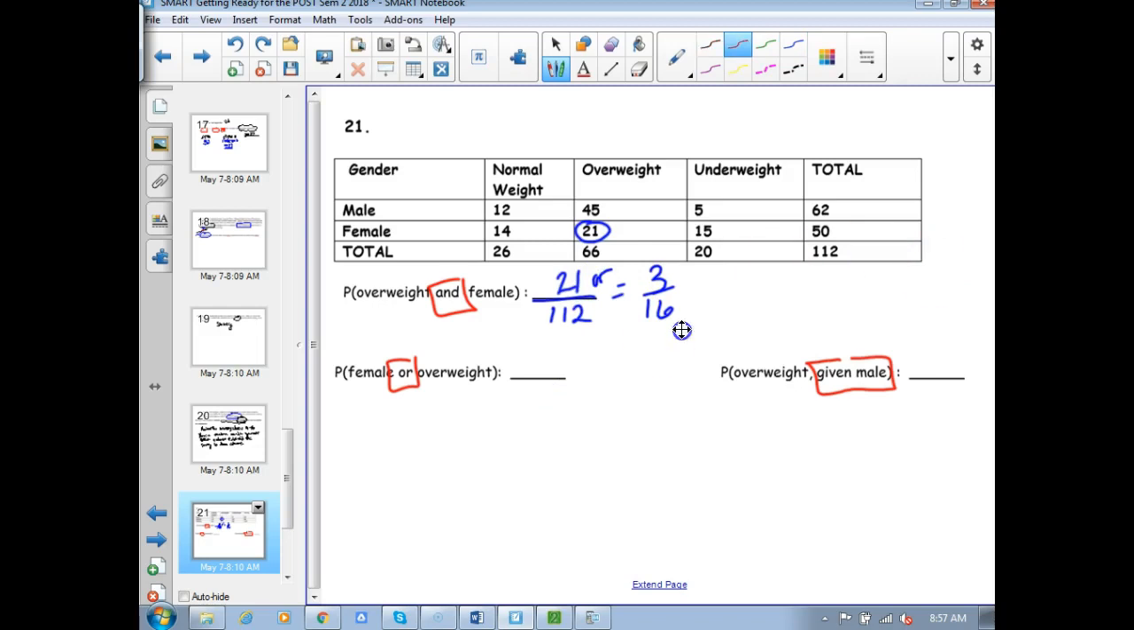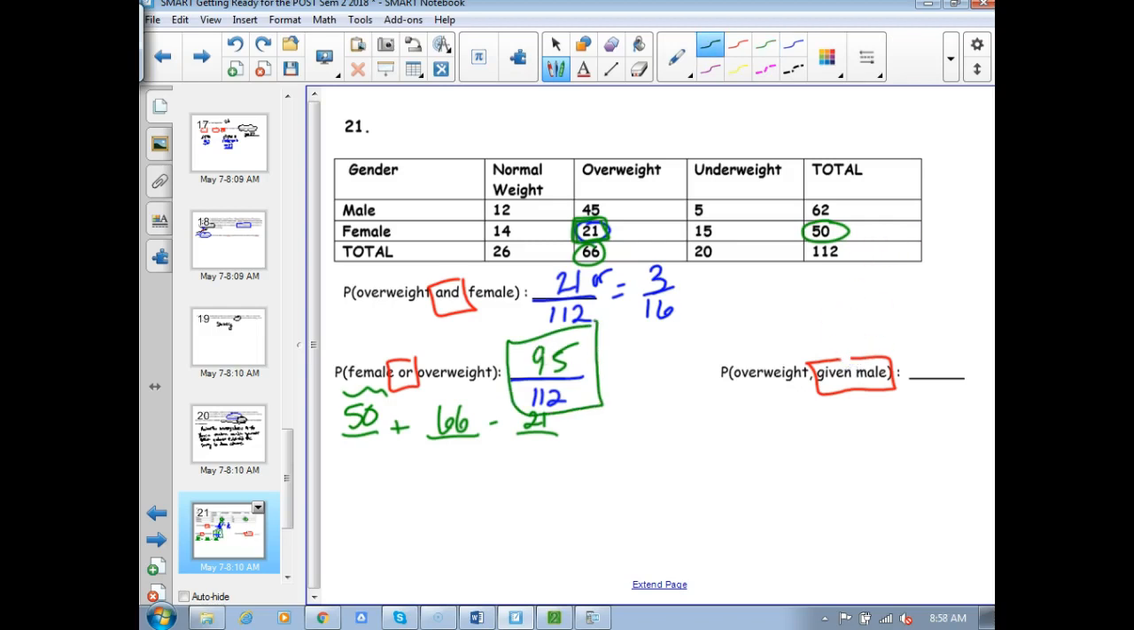Or, however, still uses that same denominator, that 112. But or is a little different. You're going to take all the females plus all the overweight people, and then you're going to subtract the overweight females because you counted them twice. So all the females would be 50. All the overweight individuals, 66. But these 21 ladies were counted twice. So 50 plus 66 minus 21 is 95. So that's our numerator out of the 112 total.